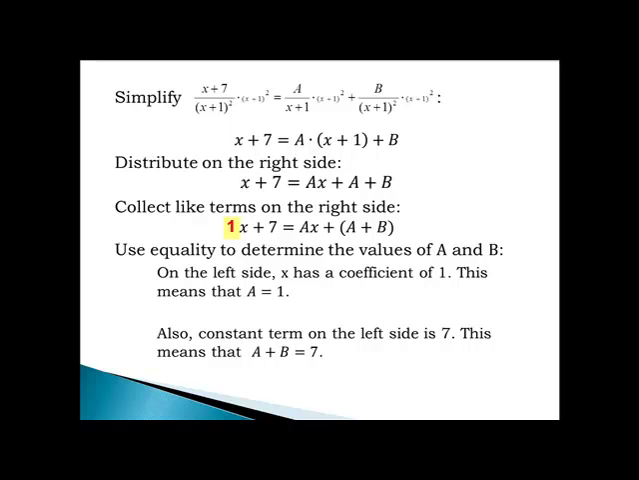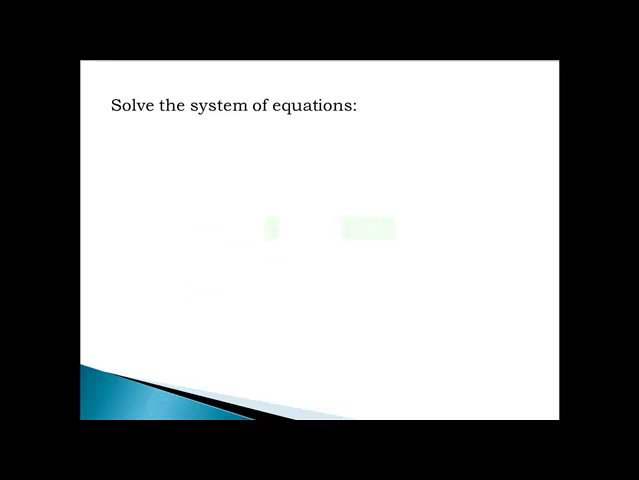On the left, x has a coefficient of 1. This means that the coefficient of x on the right, a, must also be equal to 1. Also, on the left, the constant term is 7. This means that the constant term on the right, a plus b, must also be equal to 7. I'll solve my system. I know that a is 1 and a plus b equals 7. Using substitution, I'll replace a with 1 in the second equation and get that 1 plus b equals 7, which means that b is equal to 6.